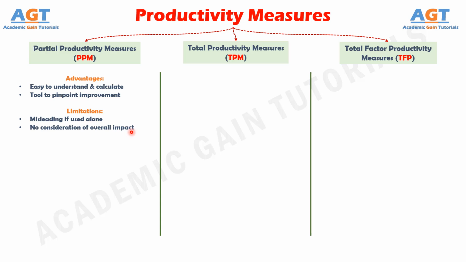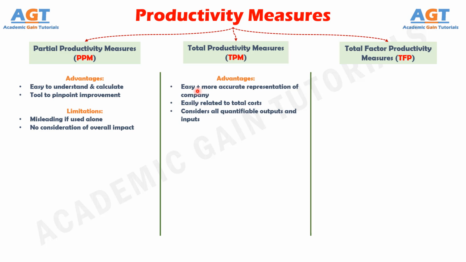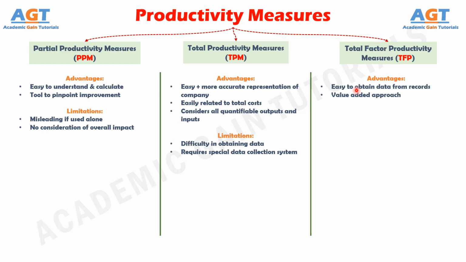The total productivity measure or TPM is an easy and more accurate representation of the total picture of the company. It is easily related to total costs, and it considers all quantifiable outputs and inputs. But, in the case of total productivity measures, there is difficulty in obtaining the data, so there is a requirement of a special data collection system.